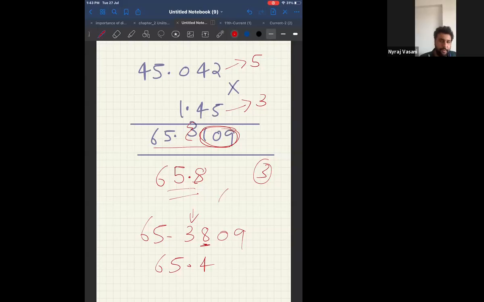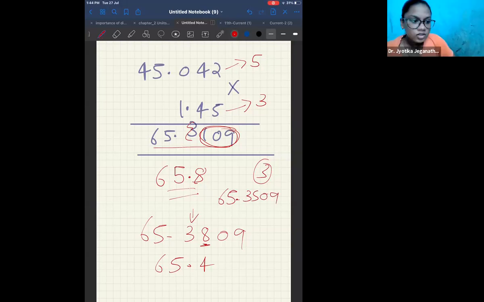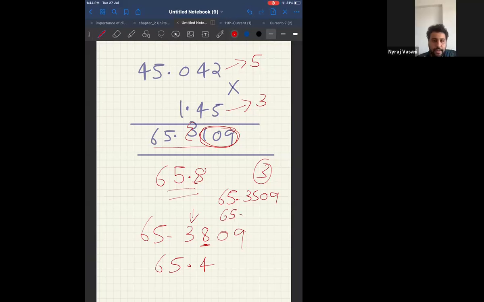Or can anyone tell me what will be the answer for this? 65.3509. What would be the answer? 65.4. Because 3 is odd number. So it will get added plus 1 because I'm dropping 5. If I'm dropping 5, I have to check the previous number. If the previous number is odd, I have to add 1. If the previous number is even, I have to keep it as it is. Is it clear? Okay.